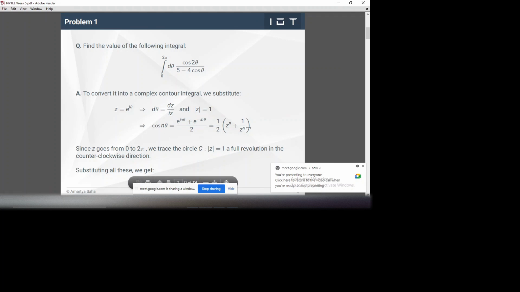So now we will substitute all these things into this integrand. Most importantly we will substitute cos 2 theta. Let's see what happens. So now I have just substituted. cos 2 theta is half z squared plus 1 by z squared, and d theta was dz by iz, and then 5 minus 4 cos theta. So 5 minus 4, 2 cos theta means z plus 1 by z, and that is why I have written here 2.